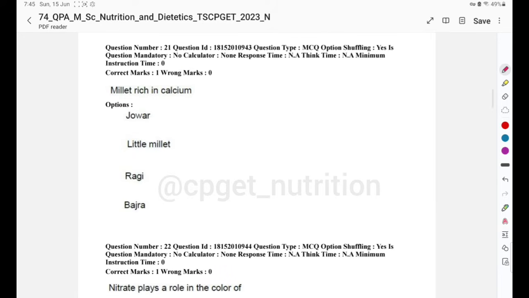Next, moving on to the next question, millet rich in calcium. So the answer is ragi, the third option. Ragi is rich in calcium as well as iron.